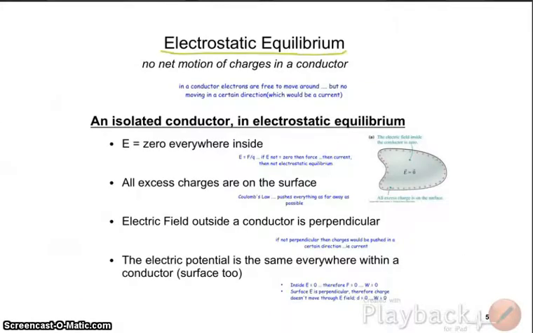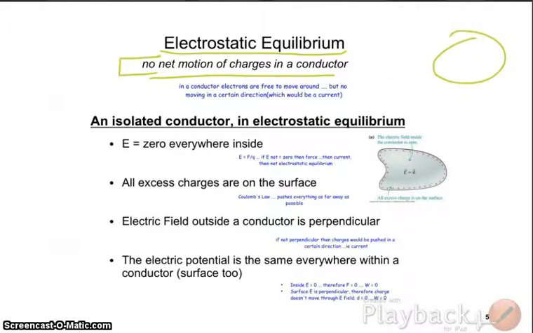Now, electrostatic equilibrium. It means no net motion of charge in a conductor. Charges are always moving. Things would only stop moving if we had absolute zero. If we reached absolute zero, 0 Kelvin, then things would stop moving. But if we're not there, then there is always some movement.